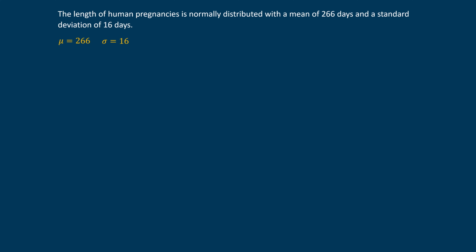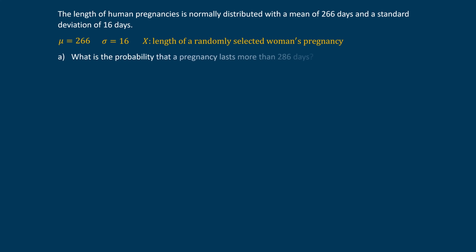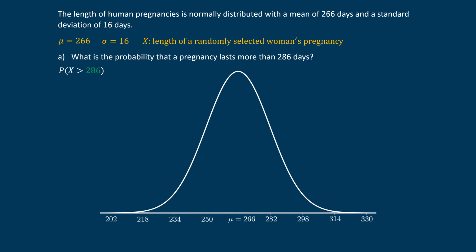Here we're going to let the continuous random variable x represent the length of a randomly selected woman's pregnancy. Our first question is going to be, what is the probability that a pregnancy lasts more than 286 days? Using probability notation, we represent this as the probability that x is greater than 286. Let's start by graphing a normal curve centered at mu equals 266 and label the values on the horizontal scale with 4 standard deviations above and below the mean.